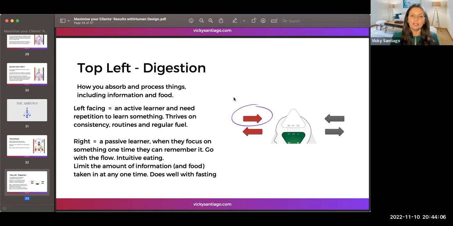So somebody with a right-facing arrow, again, because they do better when they limit what they take in at any one time, they perhaps might do much better with fasting, for example.